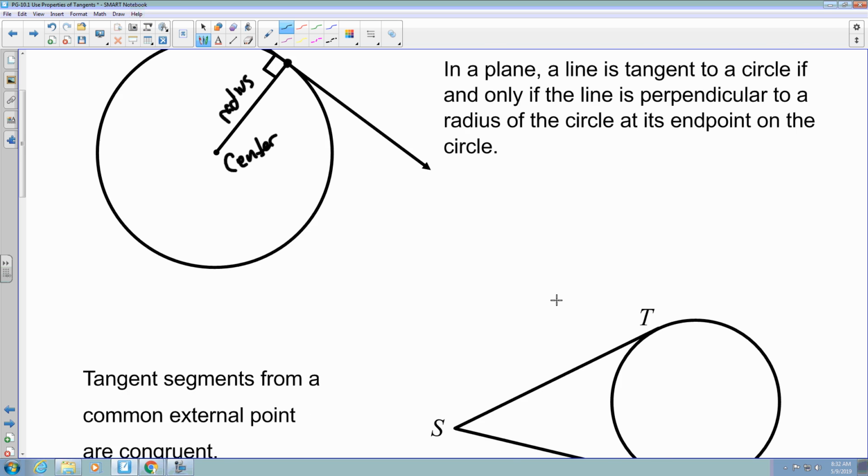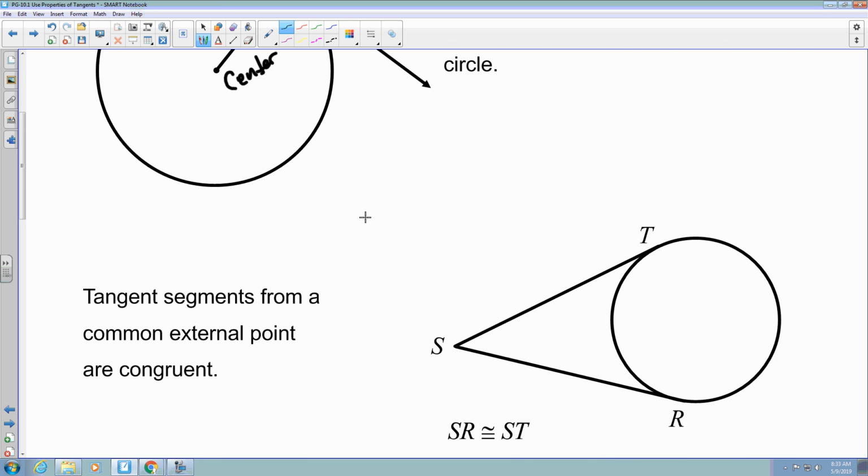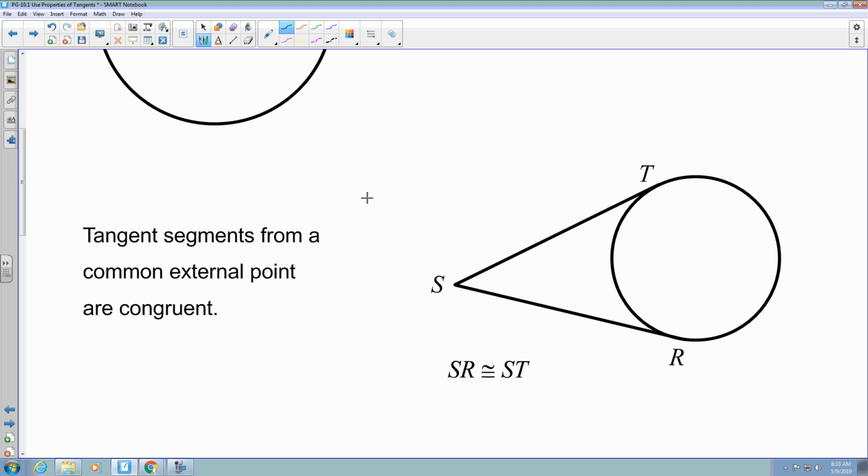So we're going to look at some examples to help prove that. The next theorem we can look at says tangent segments from a common external point are congruent. So we have this point that's on the outside of the circle. Point T is a point of tangency, point R is a point of tangency of this circle. They're saying that SR and ST are going to be congruent.